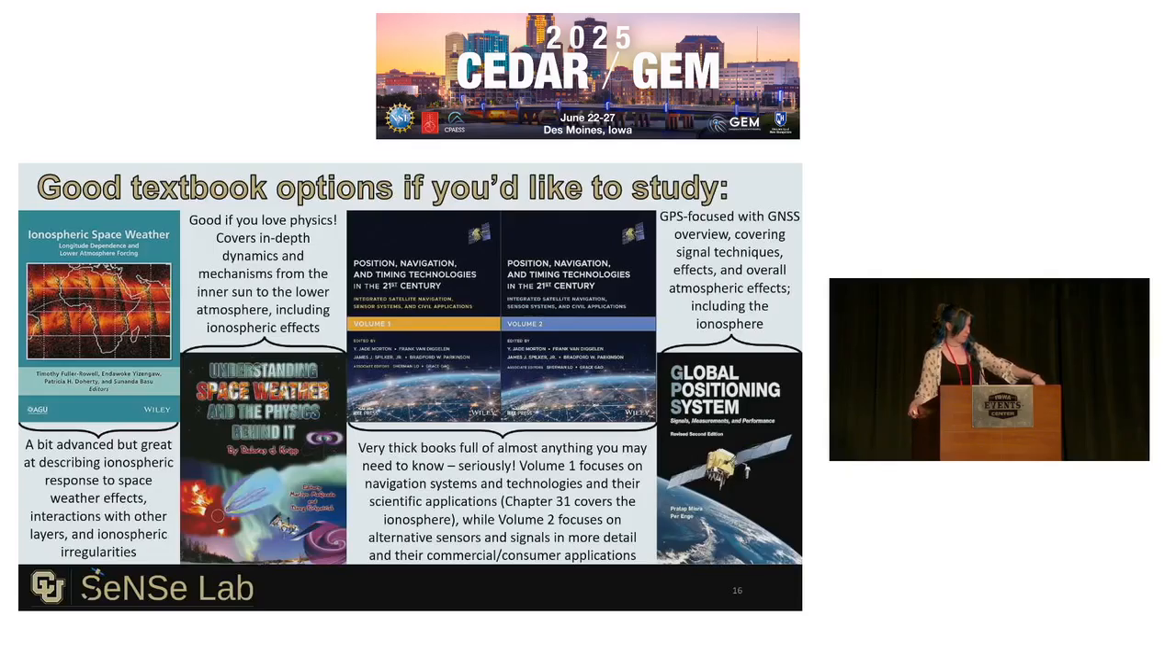The GPS book maybe, but the two on the left are a little more math heavy, but they are the space weather books that study everything from the sun almost to the surface, all the atmospheric effects, including the ionosphere. They're just a little more math heavy, so they're good if you like physics. These two in the middle, very big, very dense books, but they've got almost everything you'd need to know about radio communication, and that includes the ionosphere. And the one on the right is a more general GPS book, but I really personally like their overview of the ionosphere and how we study that with satellites.